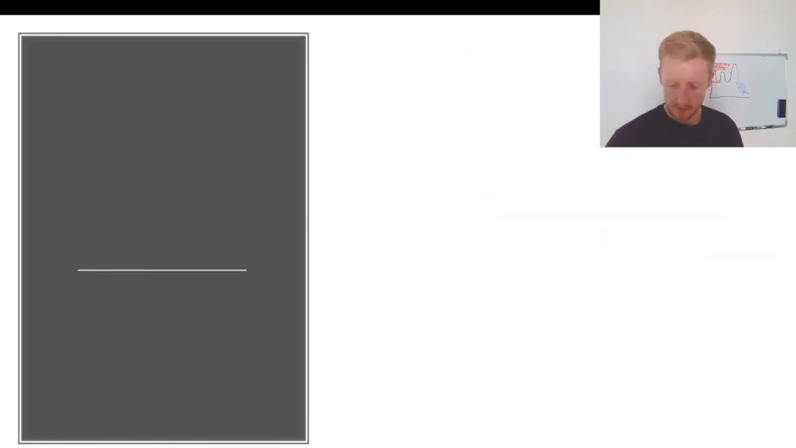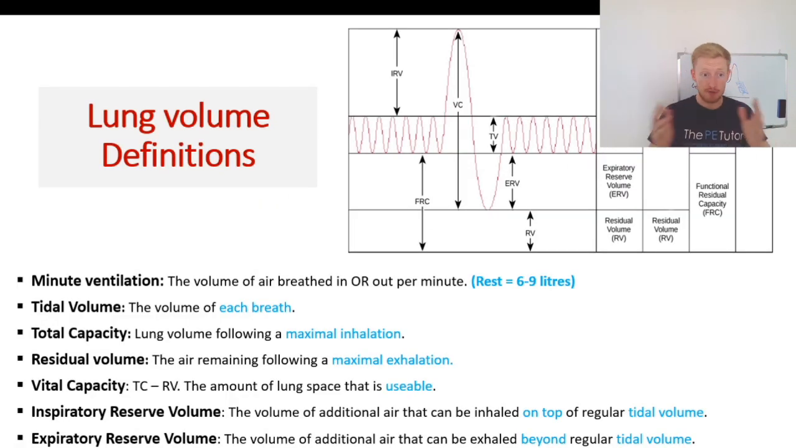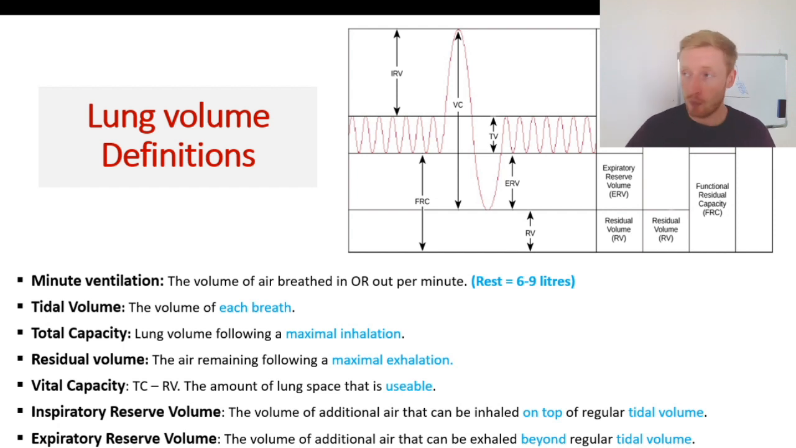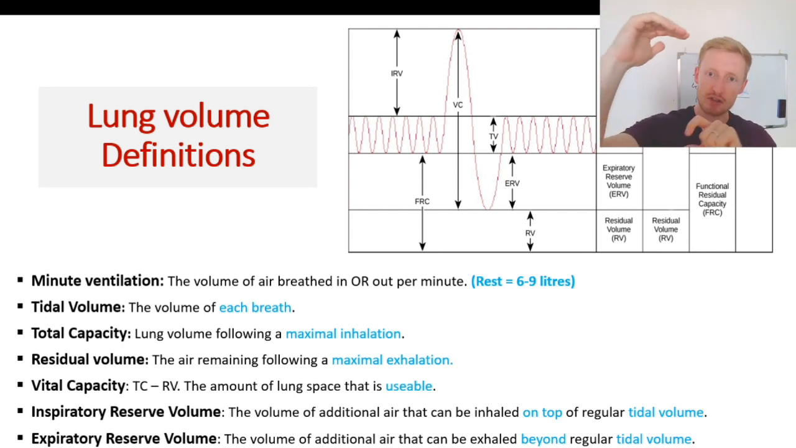So, to summarise where we've got to so far, these are the definitions. And if you are writing things down, this is what you want to be noting down. Minute ventilation is the volume of air breathed in or out per minute: breathing rate times tidal volume. Tidal volume is the volume of air that we breathe in each breath. Total lung capacity: if we do a maximum inhalation, it's the volume of air inside our lungs at that point in time. If we were to then do a maximum exhalation, whatever's left residing inside our lungs is the residual volume. Vital capacity is the total lung capacity minus the residual volume.